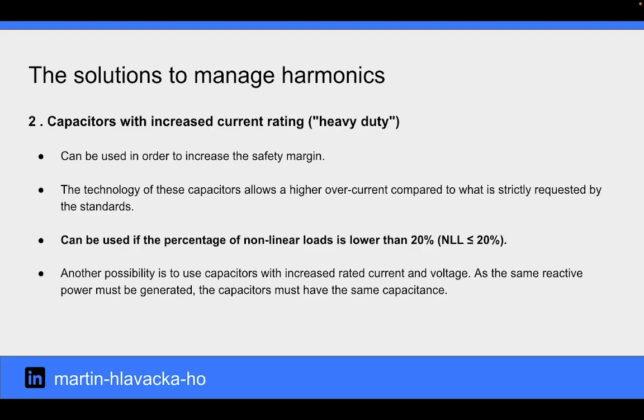One of the possible solutions is the connection of capacitors with higher current ratings that can be used to increase the safety margin. The technology of these capacitors allows an overcurrent higher than that strictly required by the standards. Capacitors with improved current ratings can be used if the percentage of nonlinear loads is less than 20%.